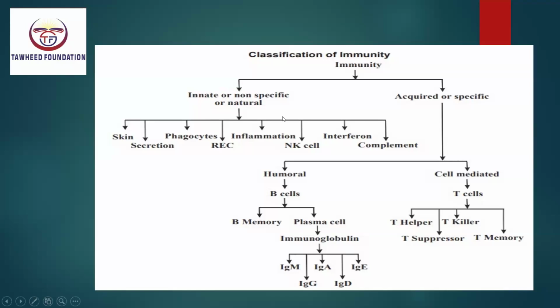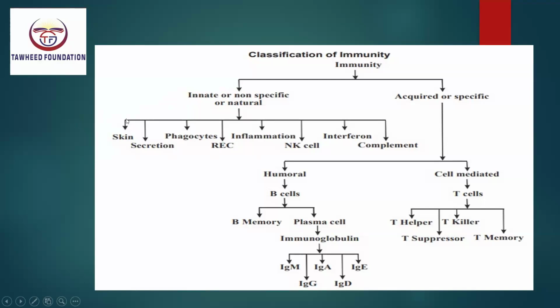Classification of immunity. The diagram breaks immunity down into two primary types. First is innate, that is non-specific or natural immunity. Second is acquired, that is specific immunity. So first we'll start with innate immunity. This is the body's first line of defense and does not require previous exposure to the pathogen. It acts immediately or within hours of encountering an agent.